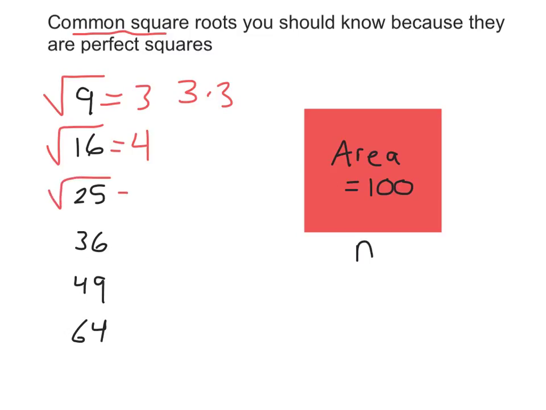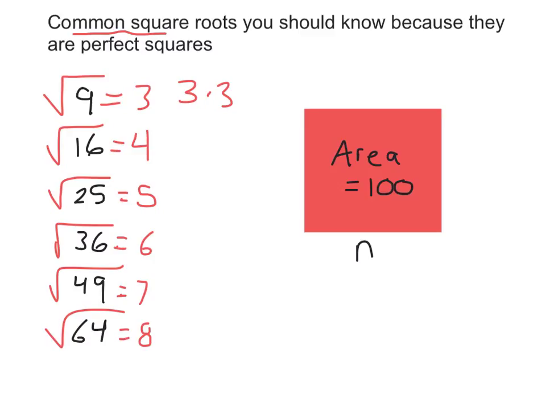The square root of 25 is 5. The square root of 36 is 6. The square root of 49 is 7. The square root of 64 is 8. And there are others you should think about trying to memorize. The square root of 81 is 9. The square root of 100 is 10.